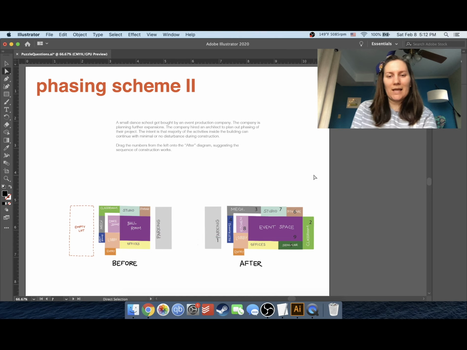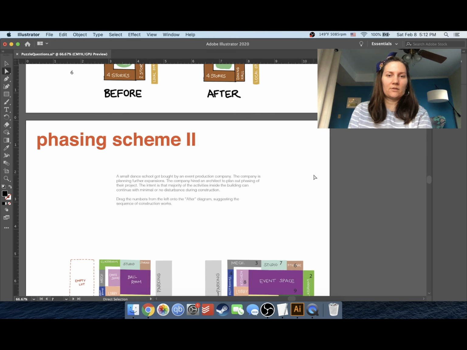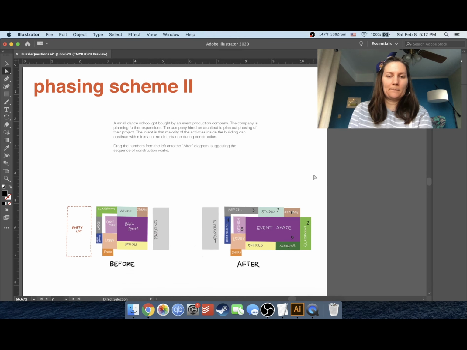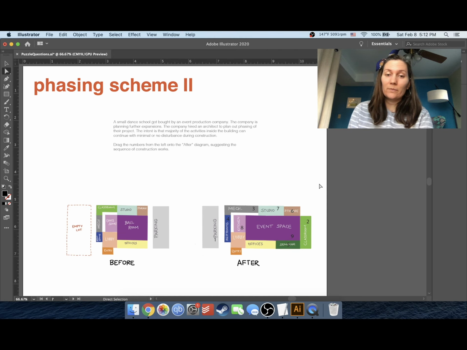So in a sense, this event space almost acts as that large courtyard from the previous question. But this is really how I see it, how I think that it should be. If you have a different interpretation, please let me know. I would love to hear it.